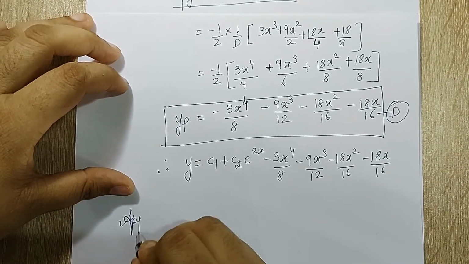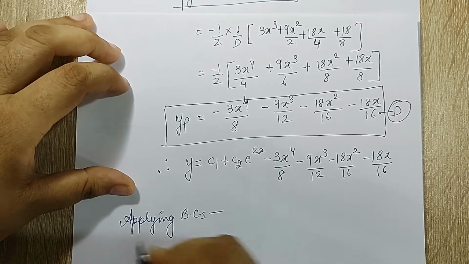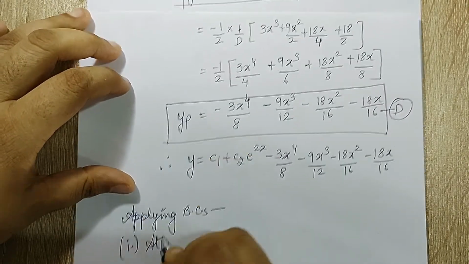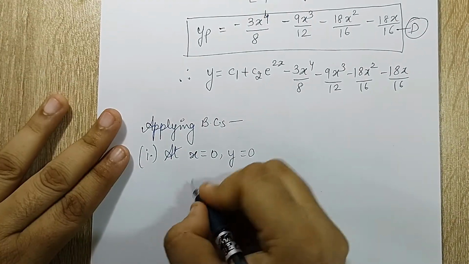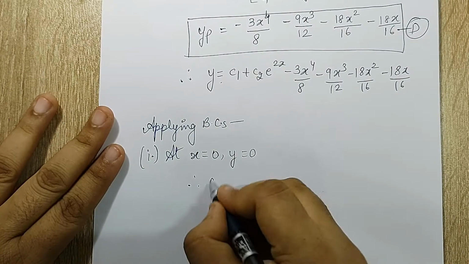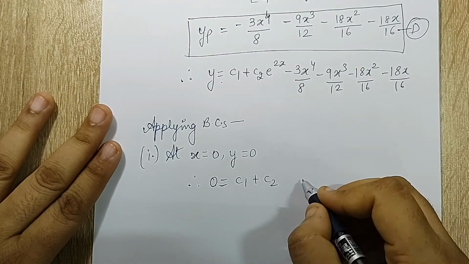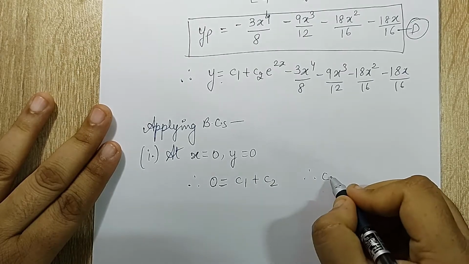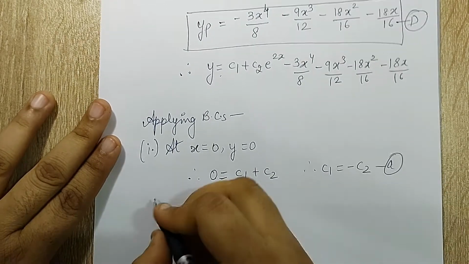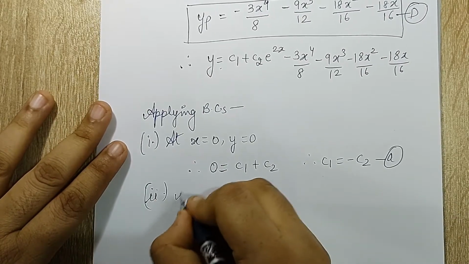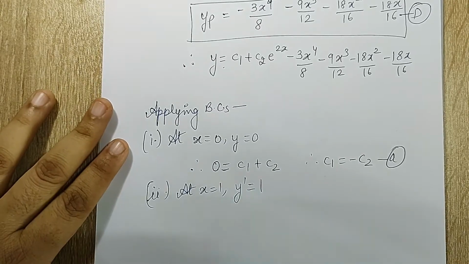Now I am going to apply boundary conditions to get the value of C1 and C2. So at x equal to 0, y is equal to 0. Therefore, here I get 0 is equal to C1 plus C2. So therefore, I can say C1 will be equal to minus C2. This is equation A. The second boundary condition is at x equal to 1, y dash is equal to 1.